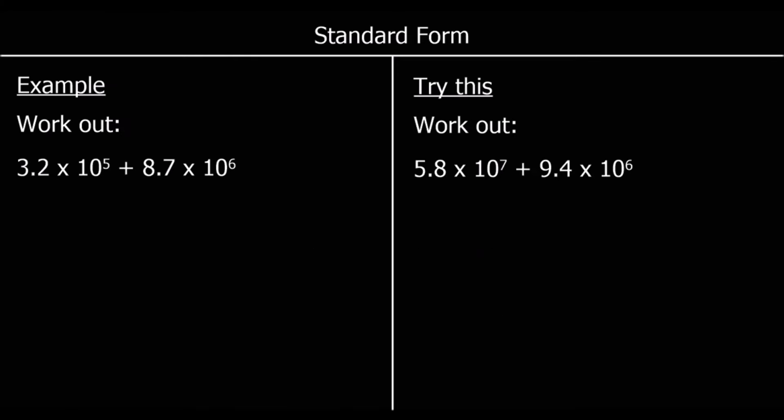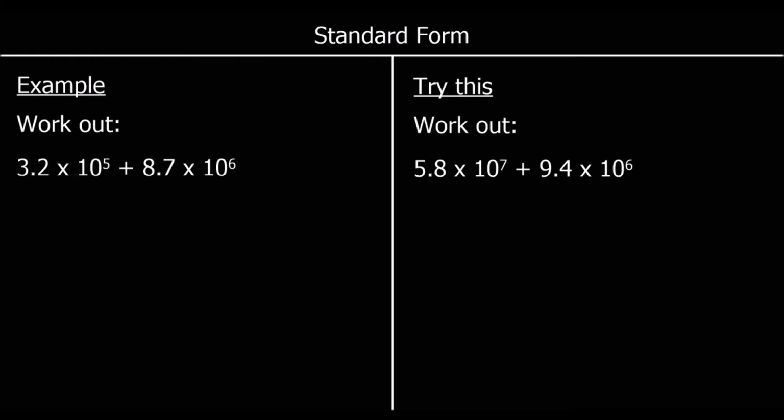Okay, in this question, we're going to look at adding numbers in standard form. So we've got 3.2 times 10 to the power of 5 plus 8.7 times 10 to the power of 6. I can't add these numbers together straight away. I can't look at adding 3.2 and 8.7 because they're different things. 3.2 times 10 to the 5 is hundred thousands, so I've got 3.2 hundred thousands, and 8.7 times 10 to the 6 is 8.7 millions. I can't add hundred thousands to millions. I can only add hundred thousands to hundred thousands, or millions to millions.